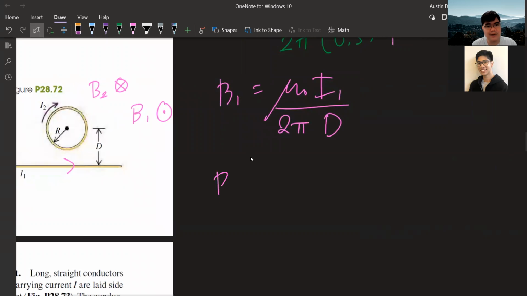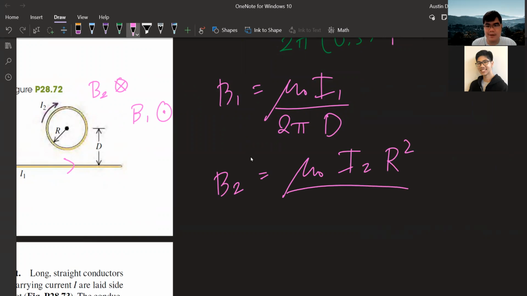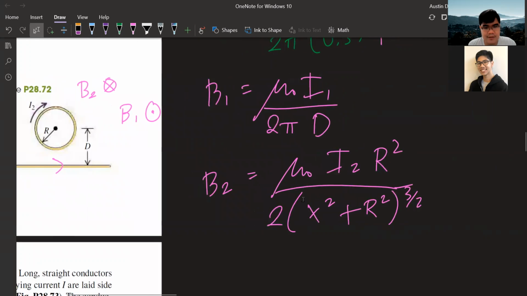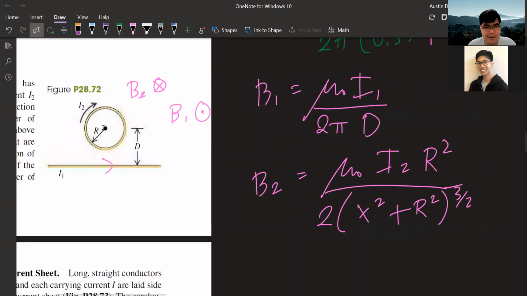For B2, it's not very simple, but you can always grab the result from your book. So B2 in general looks like this: mu naught I2 times the radius squared divided by 2 times (x squared plus r squared) to the 3 halves. Okay? So x is the distance from the center with respect to the axis.